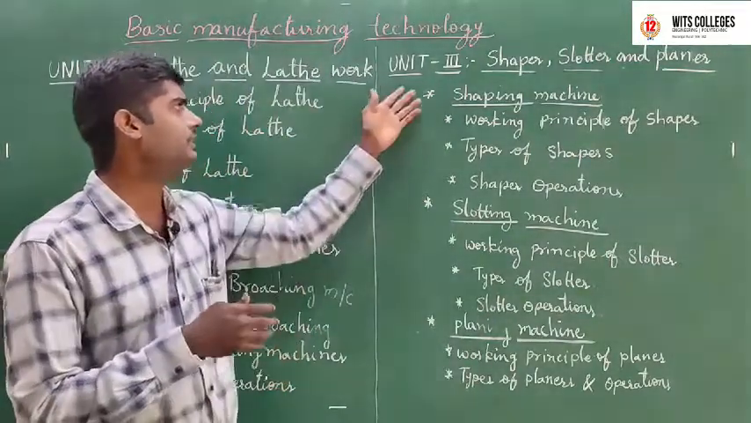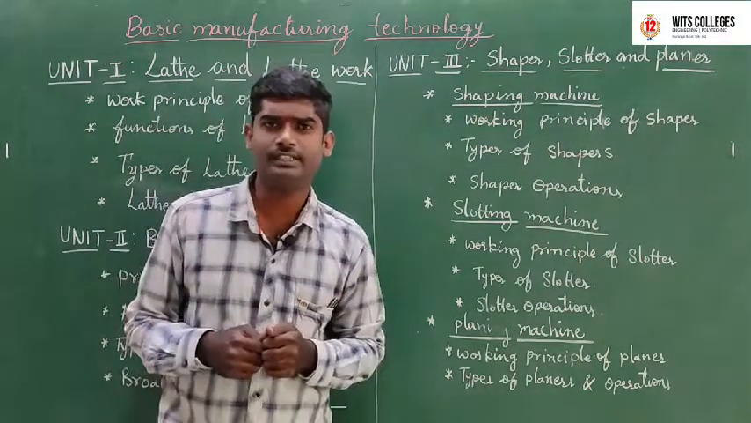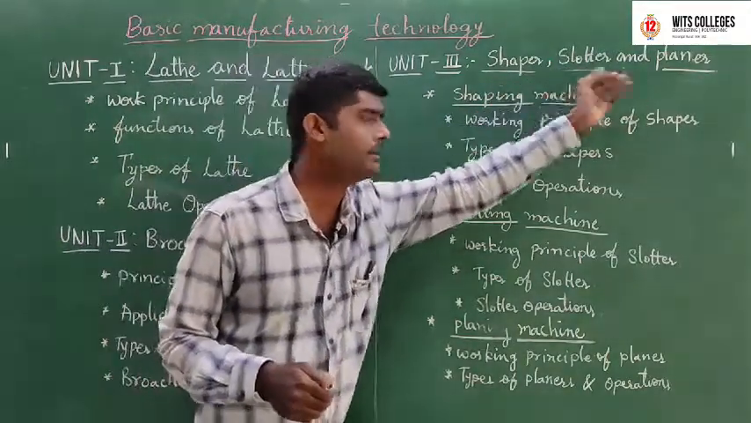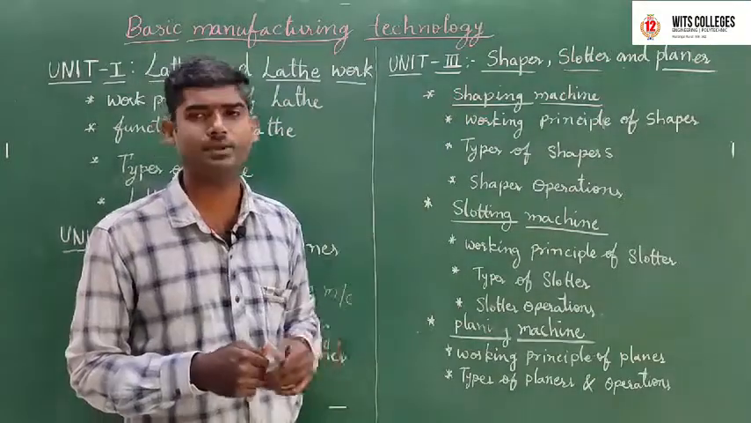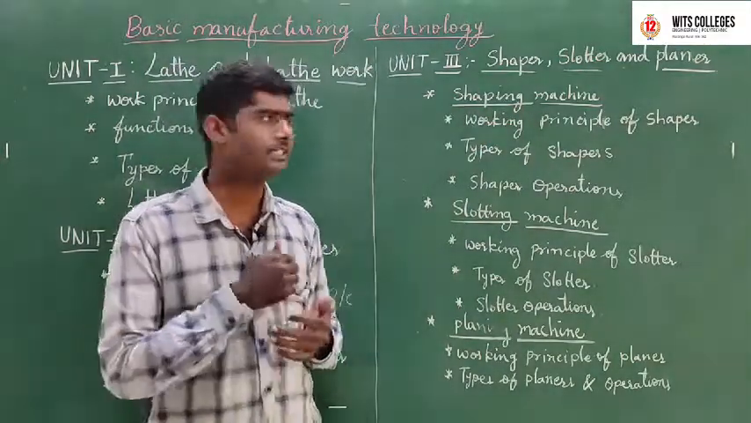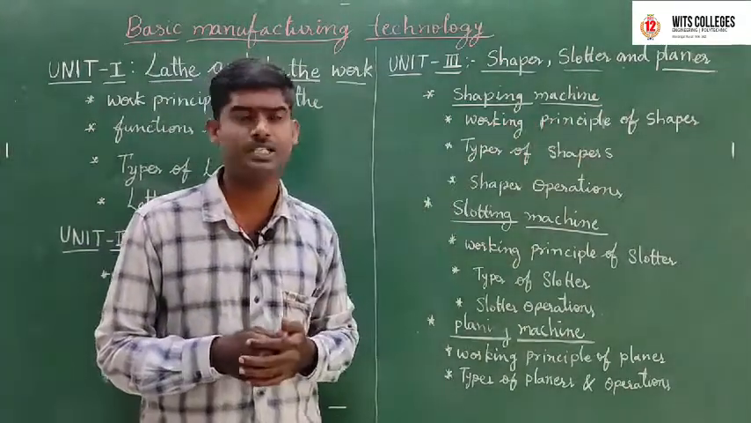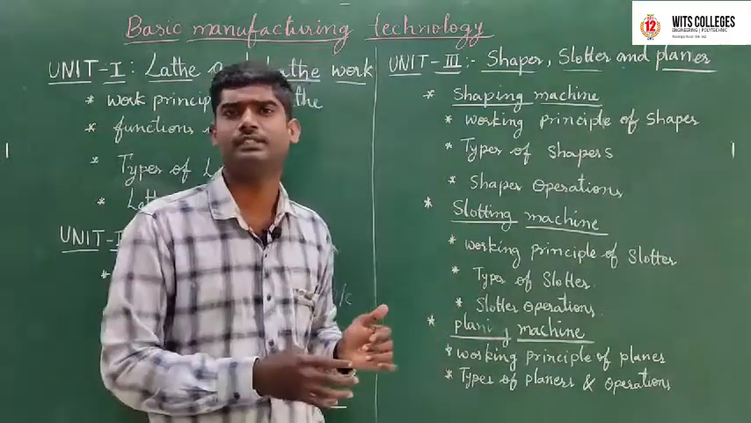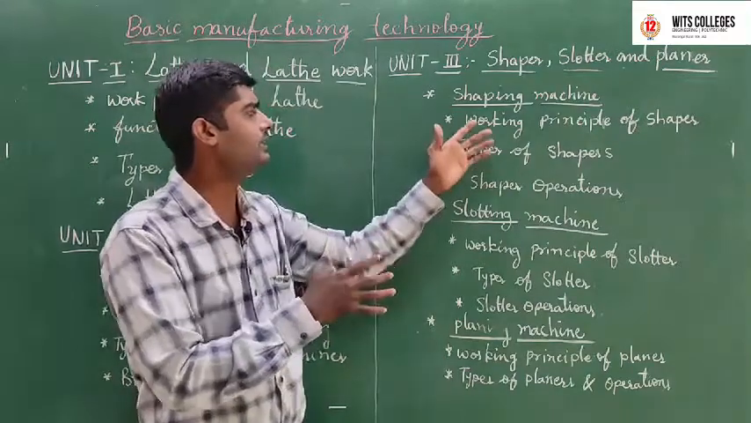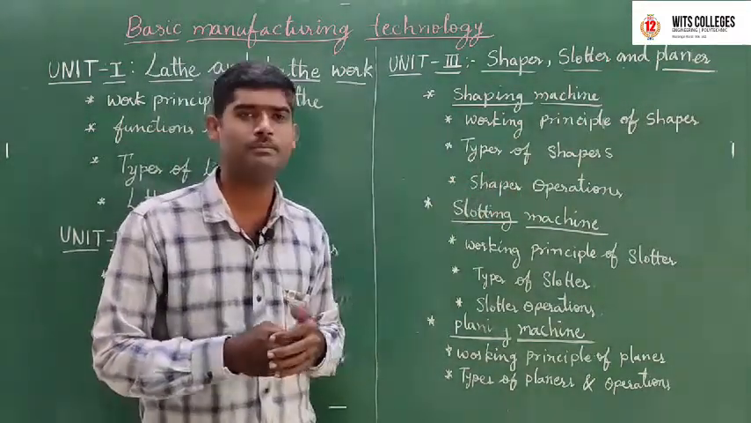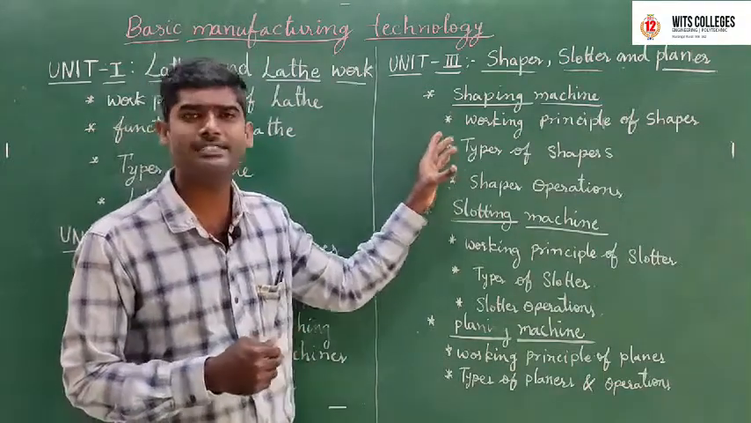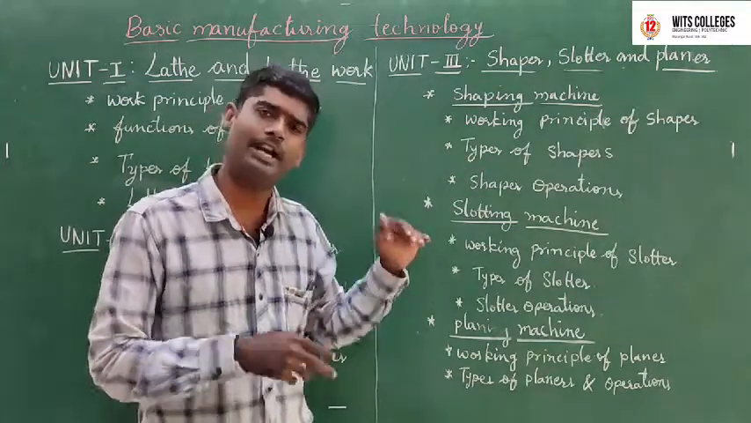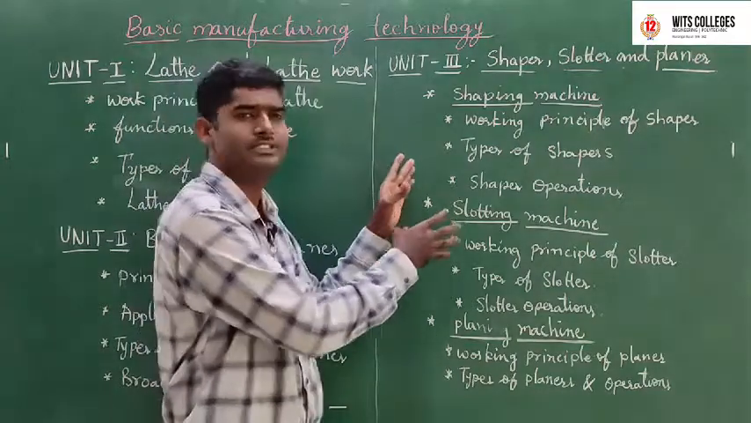Next, unit 3. In this unit 3 we are going to learn three machines: shaper, slotter and planer. The first one is the shaping machine. What are the working principles of the shaper machine? Next, types of shapers, and next, shaper operations. For every machine we are going to learn the working principle, types and operations. These are some important topics in our syllabus. We have other topics also, but these are the important ones.